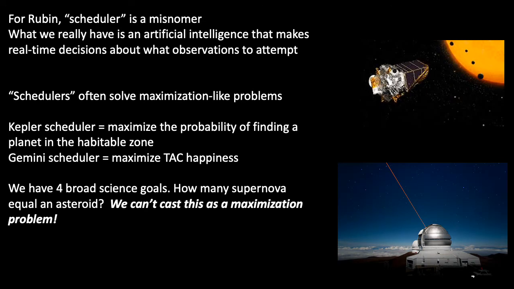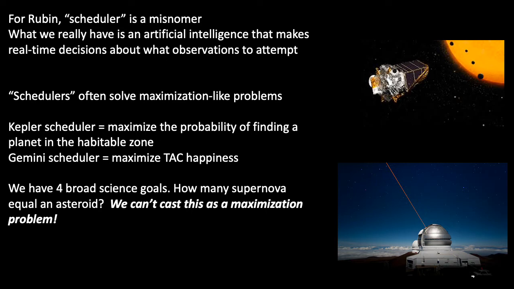For the Rubin Observatory, scheduler is a little bit of a misnomer. Really what we're building for Rubin is more of an artificial intelligence that attempts to make real-time decisions about what to observe. We're not scheduling in the traditional sense. Schedulers usually involve optimization or maximization-like problems. So for example, the Kepler telescope that's there on the upper right, its mission was very narrowly focused on discovering planets in the habitable zone of stars. And so when they were building their scheduler, they wanted to maximize the probability of finding a planet in the habitable zone. It was a very clear maximization. So all their scheduler decisions could be made to maximize that outcome.